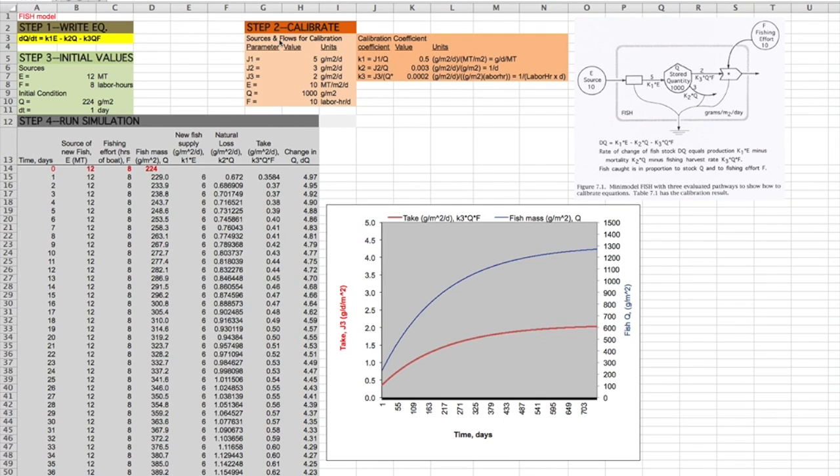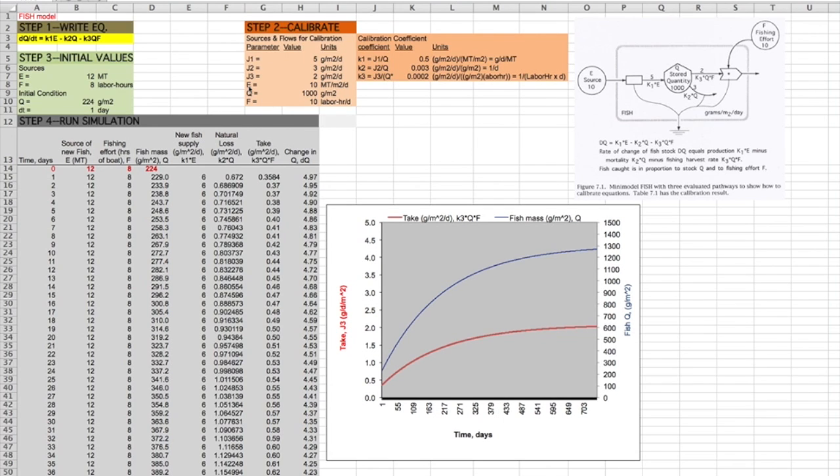Step 2 is we have the calibration values here. If you recall back to the lessons from the whiteboard, we have an inflow, K1E, or J1, equals 5 grams per square meter. That's this 5 here in the diagram. J2 is our e-migration, that's 3 grams. We see that on the diagram as well. J3 is our take of fish, and that's 2 grams, and that's this 2 here.